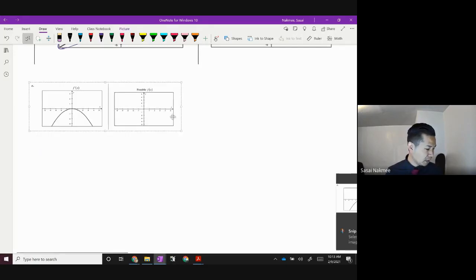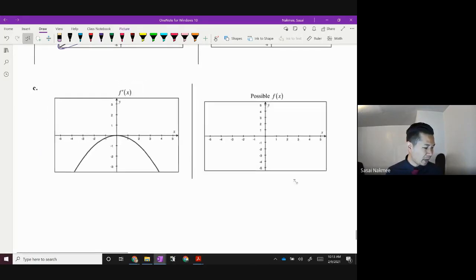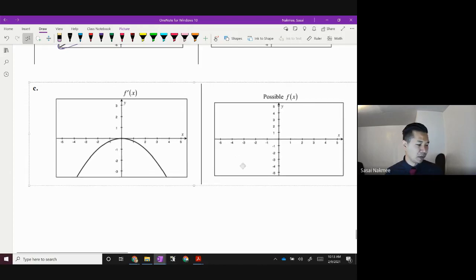Boom. Let's take a look at this one right here. What is happening for this derivative right here? And what do you think the function should look like for this one? This one is an interesting one. What do you guys think?